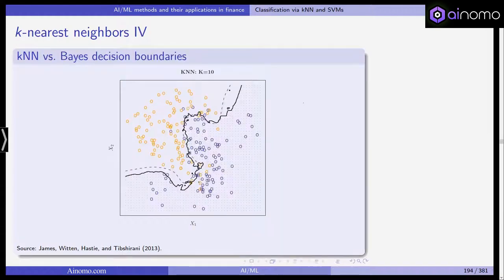How does it compare to the Bayes decision boundary? Well, you can see here we've used 10 nearest neighbors, and you can still see the Bayes decision boundary in purple. It is a little bit more wiggly. As you can see here, it's close to the Bayes decision boundary, but it has more variance and less bias.